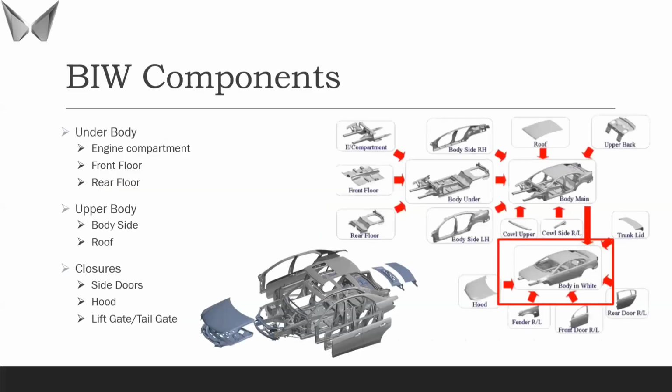So the next topic will be BIW components. When we say an automotive body or automotive BIW, what are the major components in them? There are 3 major divisions: one is the underbody, the other is the upper body, and the last one we call the closures, or the door components.